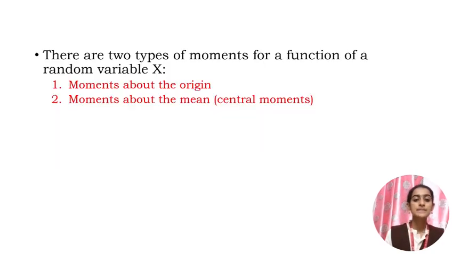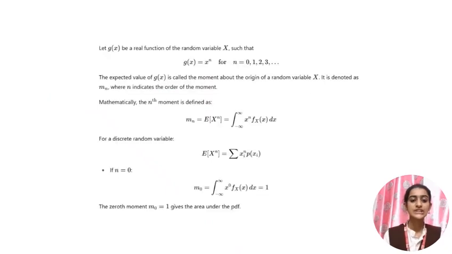There are two types of moments for a function of a random variable X. The first one, moments about the origin, and the second one, moments about the mean or central moments. Let g of x be a real function of a random variable X such that g of x equal to x power n for n equal to 0, 1, 2, 3. The expected value of g of x is called the moment about the origin of a random variable X. It is denoted as m_n, where n indicates the order of the moment.